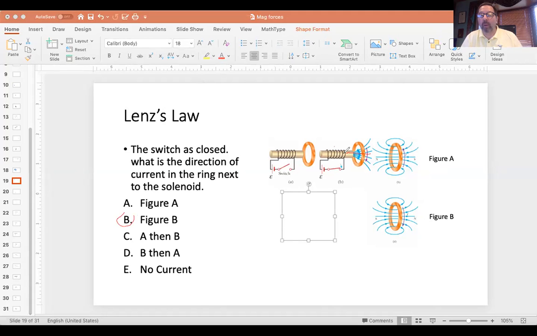Initially, the change is that way. The loop creates a magnetic field in the opposite direction. In order to get the current going in the opposite direction, figure B looks like it's the right answer. Any questions on that one?